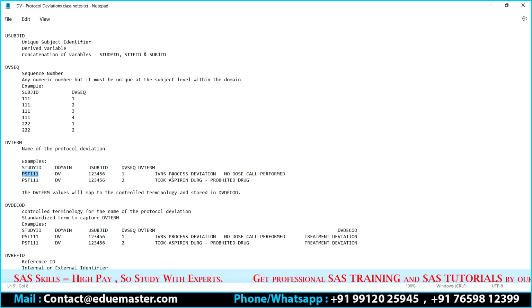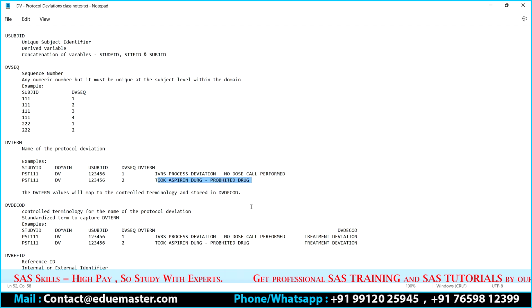Here you can see it talks about IVRS process deviation. Took aspirin drug, which is a prohibited drug. A prohibited drug has been taken. But what about your EC? EC will talk about what is the intervention to your study drug. Is it a study drug?